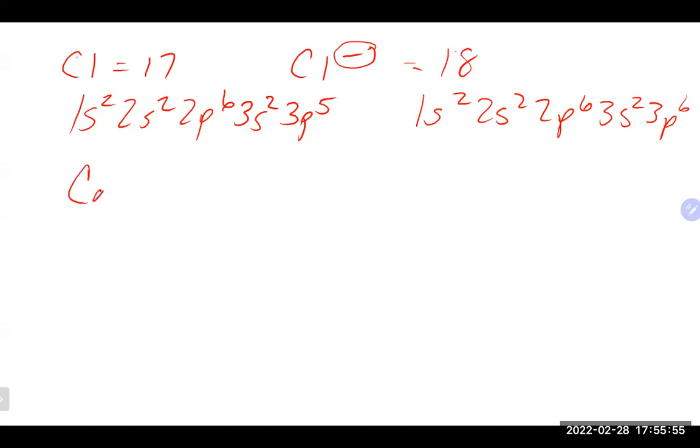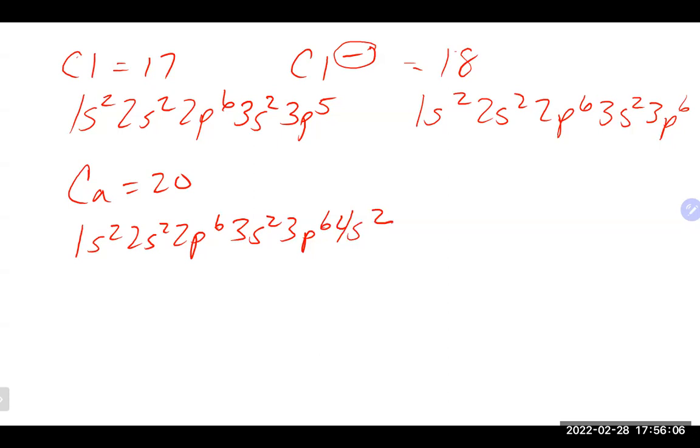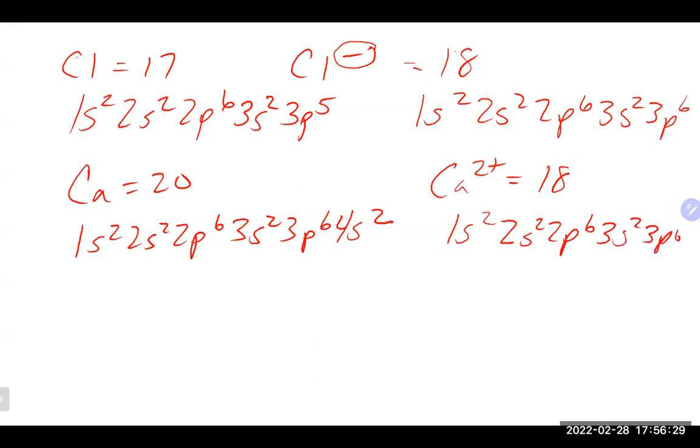Now, if we look at something like calcium, which is 20, it has 1s2, 2s2, 2p6, 3s2, 3p6, 4s2 as its electron configuration. When calcium gains a charge, it actually gains a +2 charge, which means it has now lost 2 electrons. It ends up with 18 electrons, which means its configuration for calcium with a +2 charge is 1s2, 2s2, 2p6, 3s2, 3p6. 18 electrons on the periodic table are who? It is argon. Yeah, it has 18.